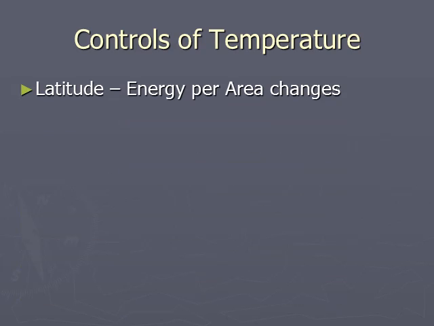Alright, so let's go over the temperature controls again. Latitude, it's energy per unit area. If you're at a higher latitude, same energy but larger area. If you're at a lower latitude, same energy, smaller area. Lower latitudes will have higher temperature changes. Upper latitudes will have smaller temperature changes.